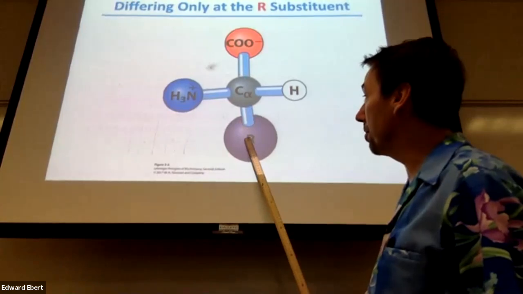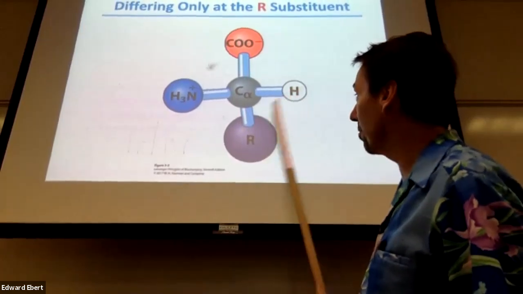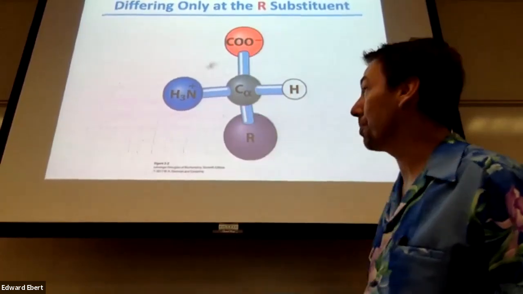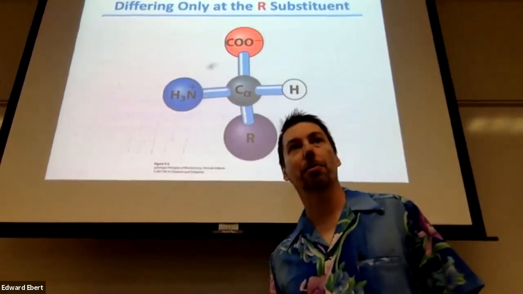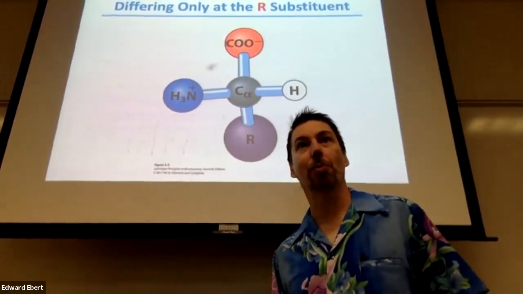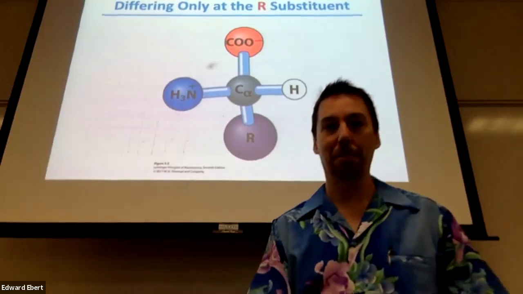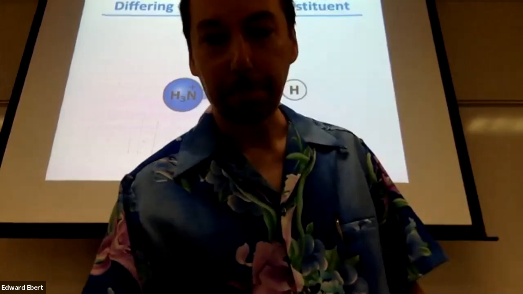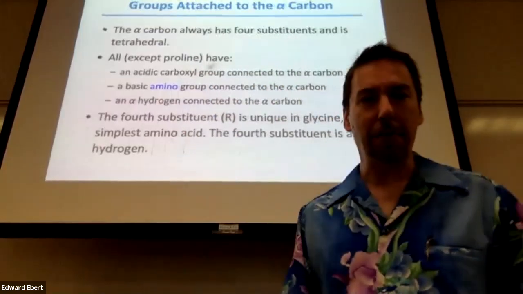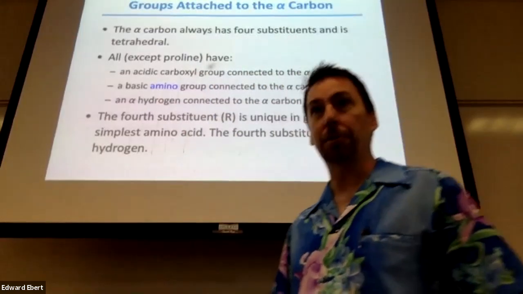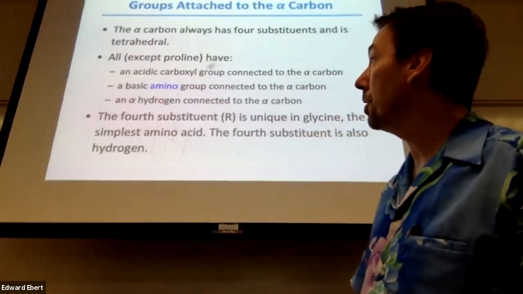You can see, as long as this isn't hydrogen, we have 4 different substituents attached to our alpha carbon. So we have a chiral carbon there. Our alpha carbon will be chiral, except for glycine. All right. So the alpha carbon always has 4 substituents, so it's always going to be in this tetrahedral arrangement.